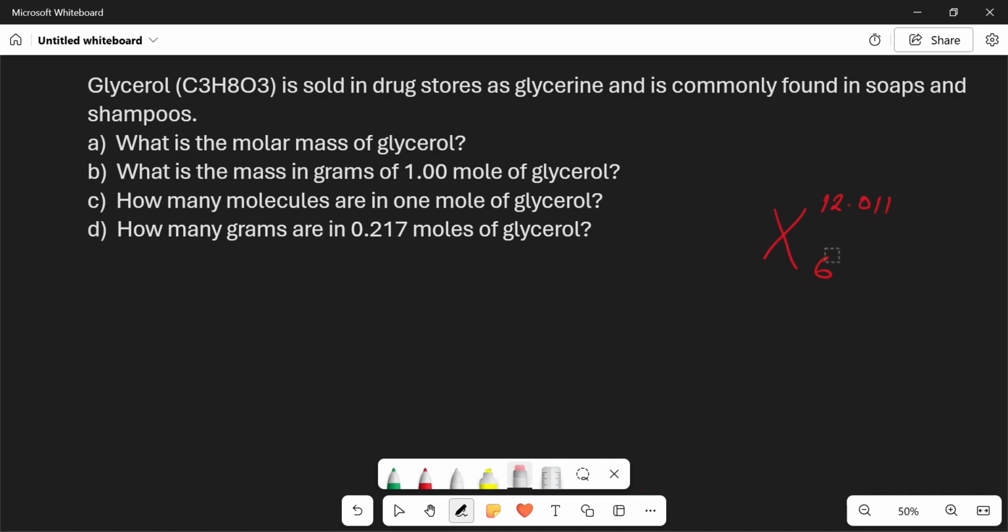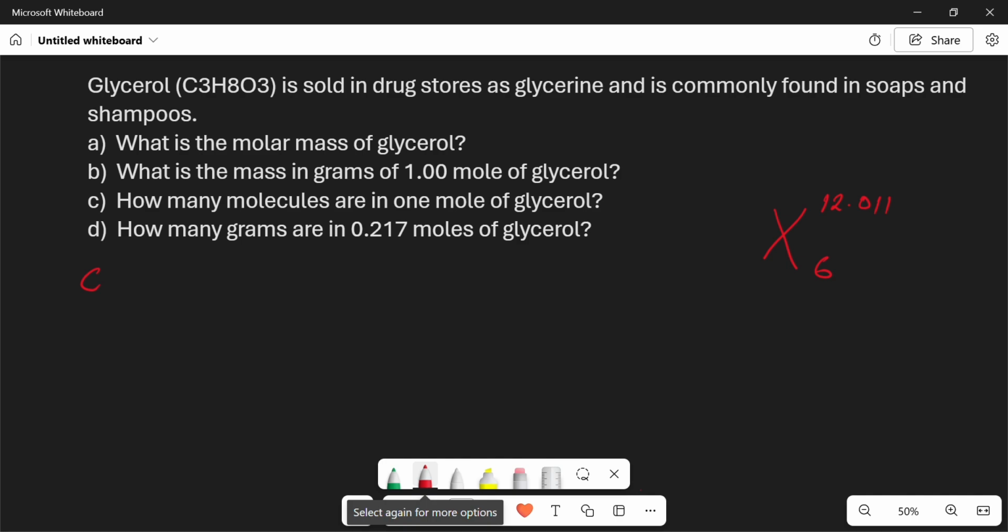Now, what is represented on the periodic table are atoms of elements. This is just representing a single atom of an element. So if we have more than one atom, it means we are going to multiply that number of atoms by the molar mass of that element in order to get the molar mass for that number of atoms that we have. Now, let's go ahead and see how we can find our molar mass for glycerol.